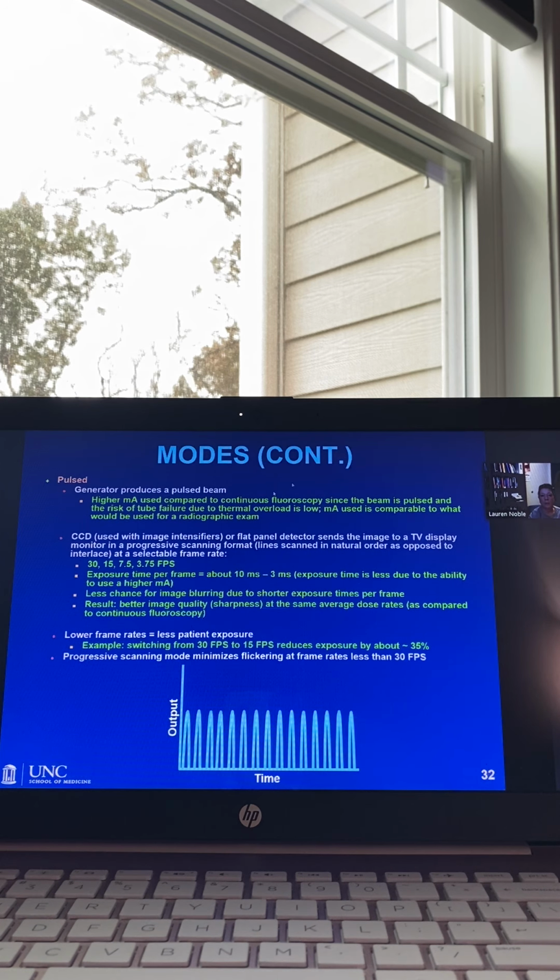And just as a comparison, just as an idea, if a unit allows you to switch from 30 to 15 frames per second or pulses per second, patient exposure is reduced by about 35% from 30 to 15. That can vary a little bit from unit to unit, but that's just an approximation. So that is a significant reduction in exposure just within a pulsed unit, in and of itself.